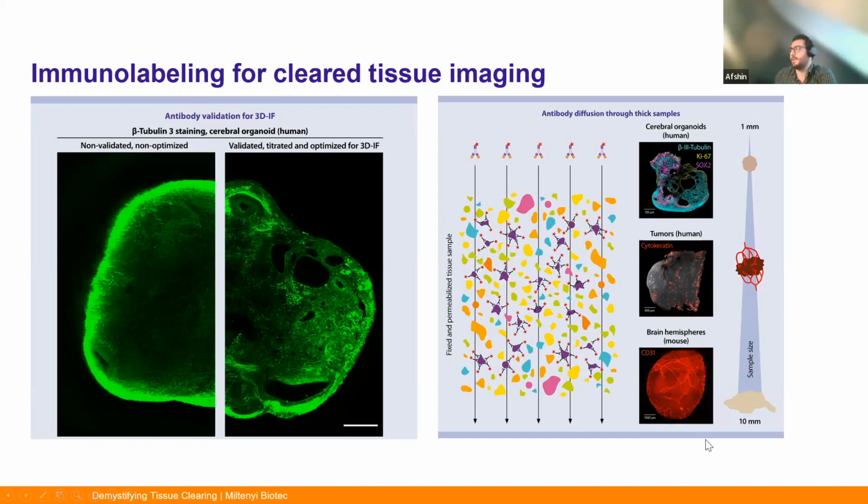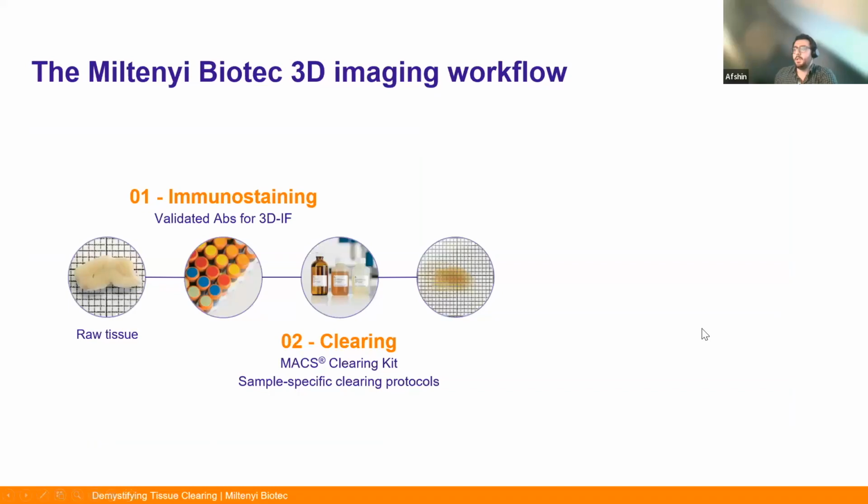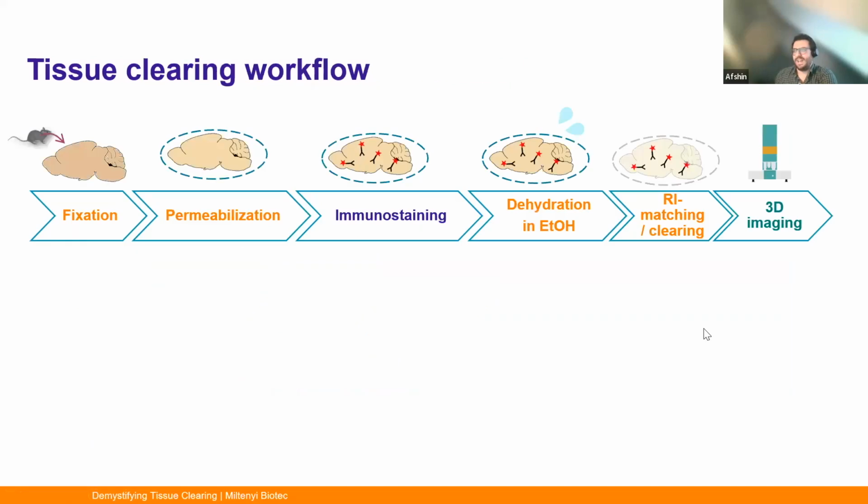About the tissue sizes, we can start from as small as 1 millimeter with the cerebral organoid, for example, coming to tumors, even bloody tumors, and then to the mouse brain hemisphere. The second step, tissue clearing. I can just mention what we have there. So this is the workflow for the tissue clearing: fixation, permeabilization, immunostaining, dehydration, usually happens in ethanol, and RI matching, and finally the 3D imaging.